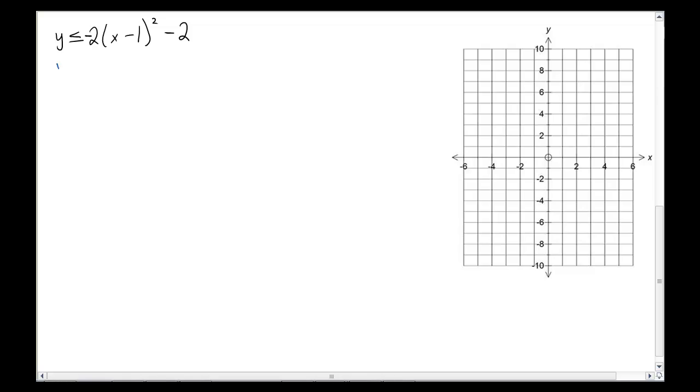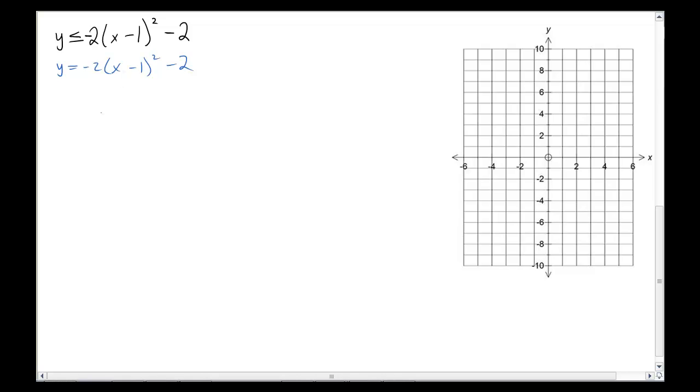We're just going to assume at the beginning y equals -2 times (x minus 1) squared minus 2. Now I'm actually going to work through this in two ways because I want you to make a choice of the easiest or the best way to do it. So the first way is I'm just going to straight up work with it.